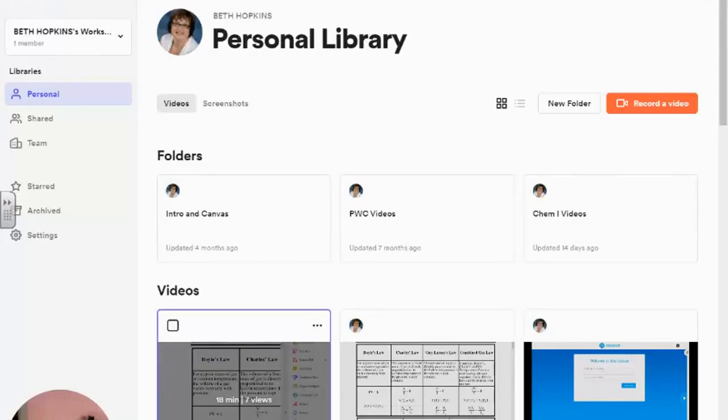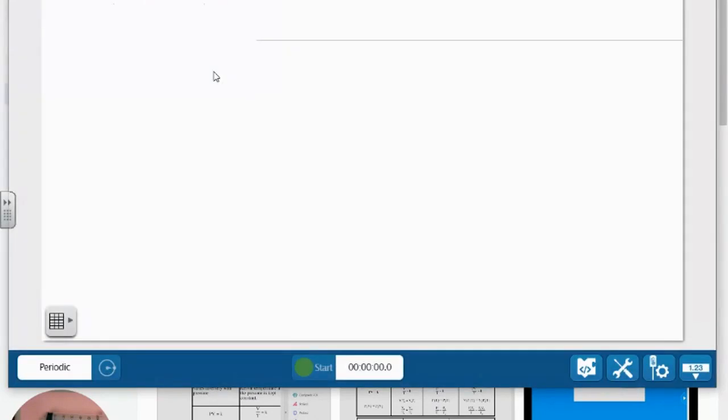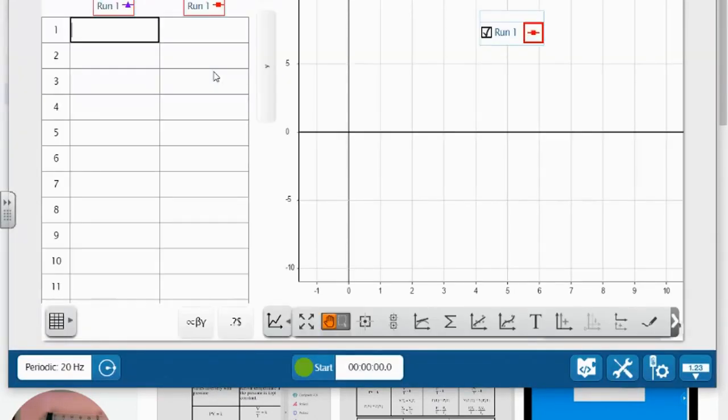Right, good morning. So first thing I'm going to do is begin with setting up the SparkView. I've called up SparkView, and I'm going to go ahead and start with a manual entry mode. Some of these labs are already predetermined by Pasco and already set up for us, but this is a pretty straightforward one and pretty easy to do.